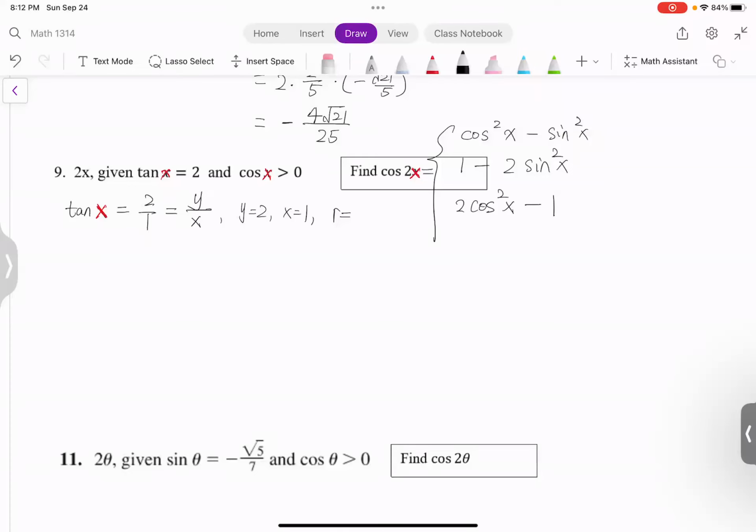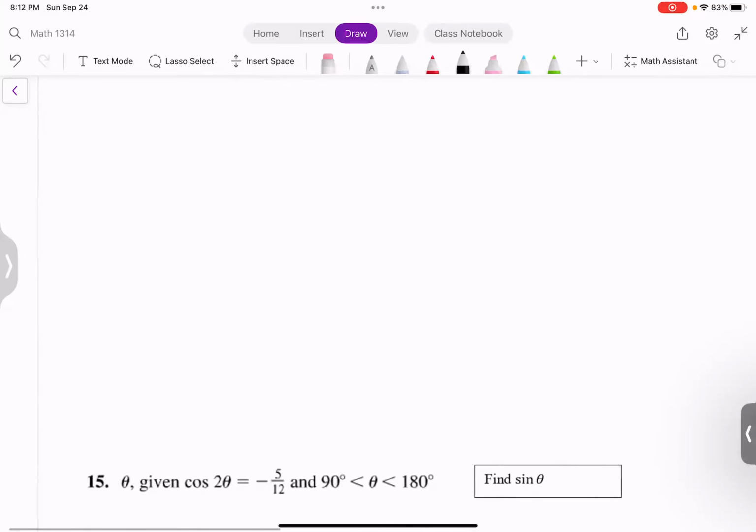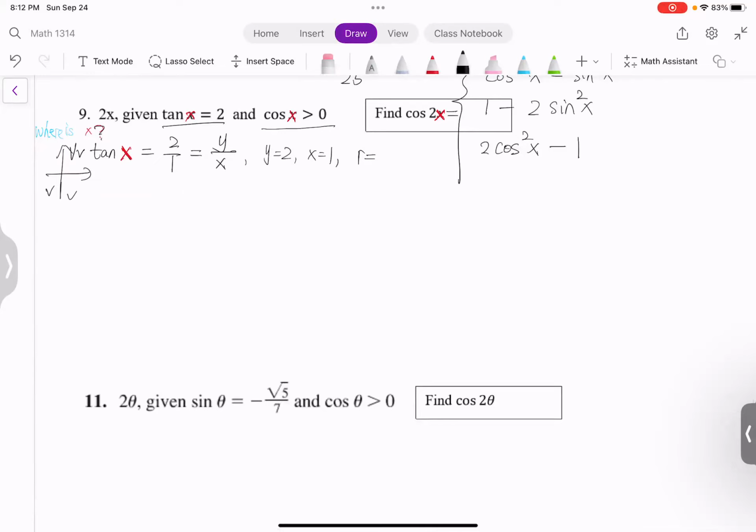I want to see from the previous step where the red x is, in the given information. Tangent positive equals 2 must be in the first quadrant and third quadrant. And the given information is cosine x is positive. Cosine positive is in the first quadrant and the fourth quadrant. So that means my angle, red x, is in the first quadrant, Q1. So x and y are both positive. That's the reason I have positive x and positive y.